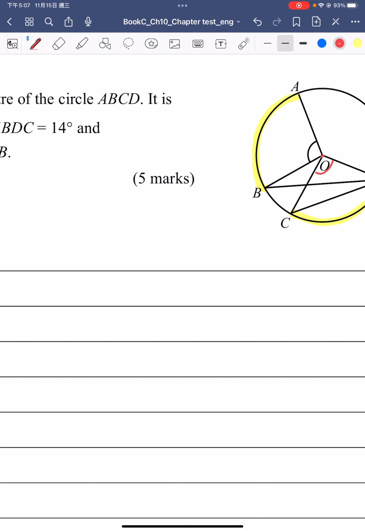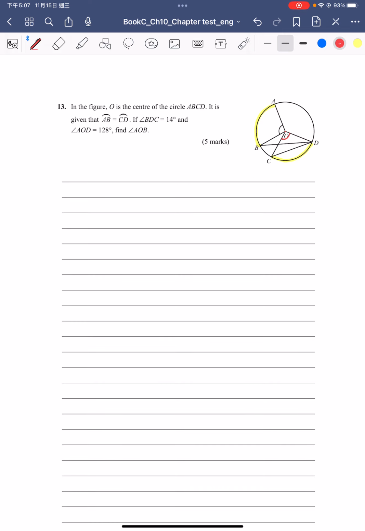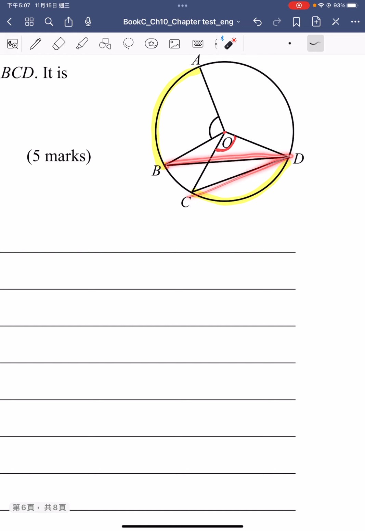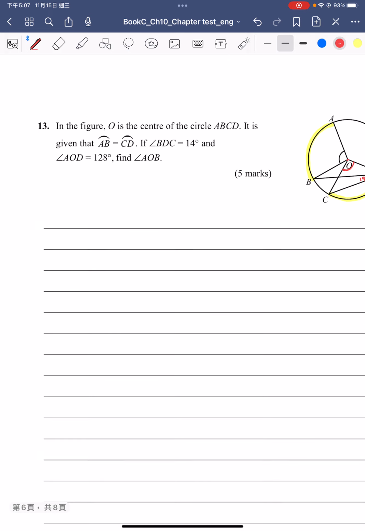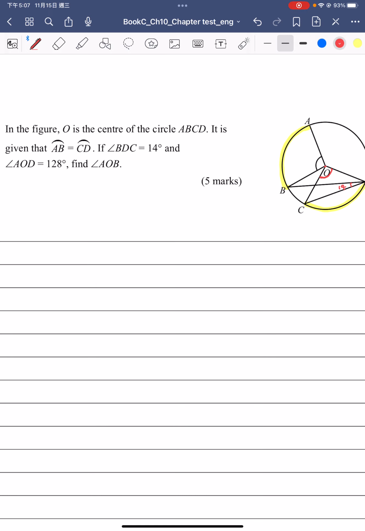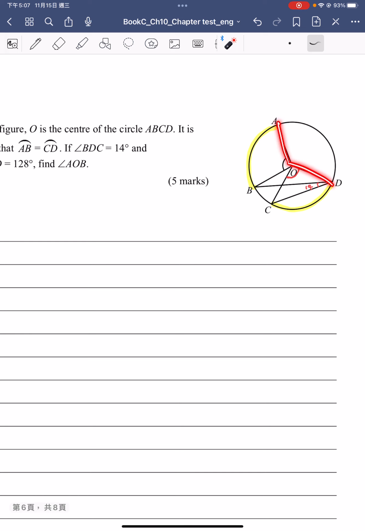This angle is the same as the angle ABC. And now we have angle BDC equal to 14. So where is BDC? Angle BDC is here, so this is equal to 14 degrees. And then AOD is equal to 128. AOD is here. So what we're going to find is the angle AOB.